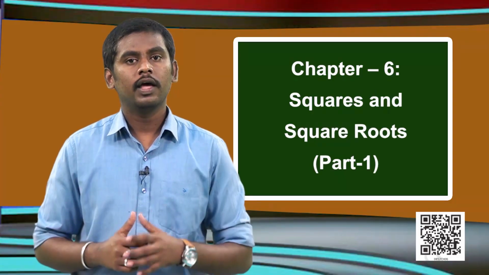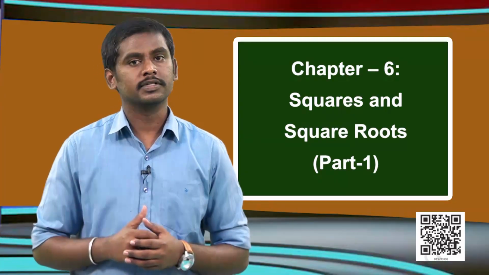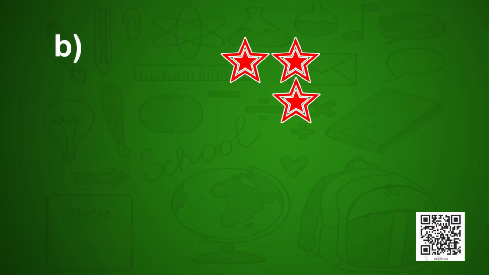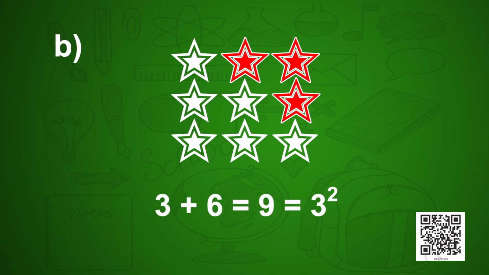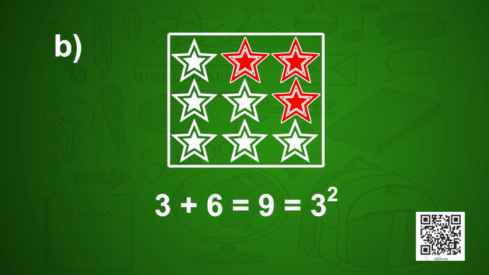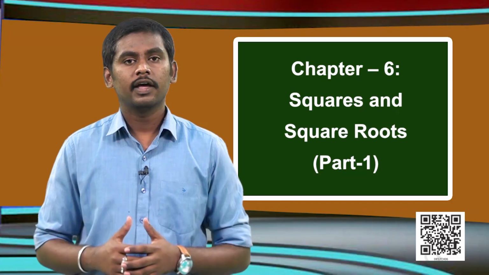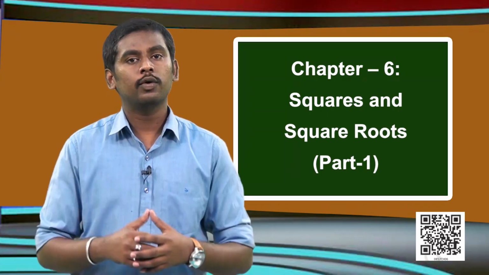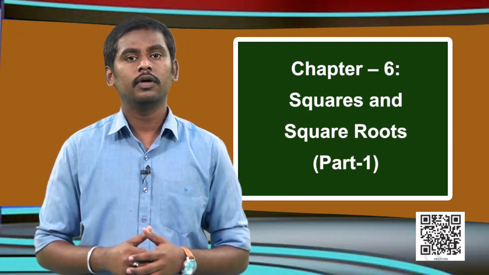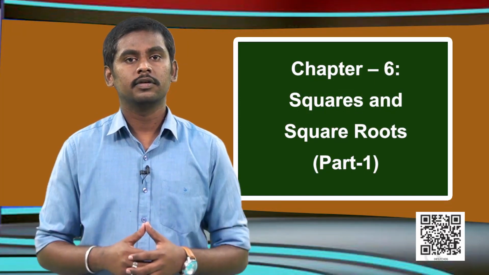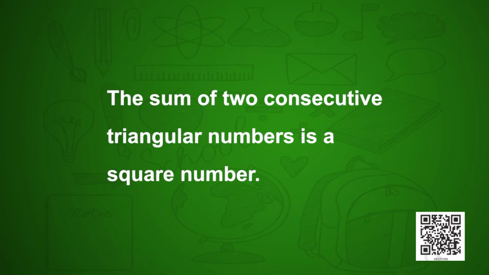Let us observe the next two consecutive triangular numbers. We have the numbers 3 and 6. When we add these two, 3 plus 6 is equal to 9, which is again nothing but 3 square, a square number. So, like this, whenever you take two consecutive triangular numbers and add them, we always end up with a square number. That is the first pattern we can observe: the sum of two consecutive triangular numbers will give us a square number.